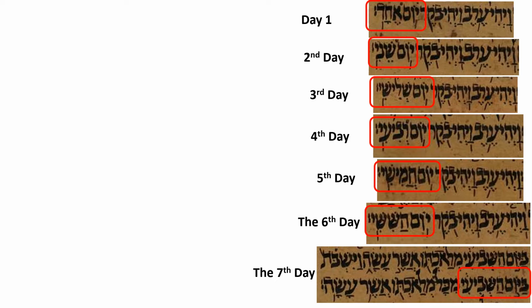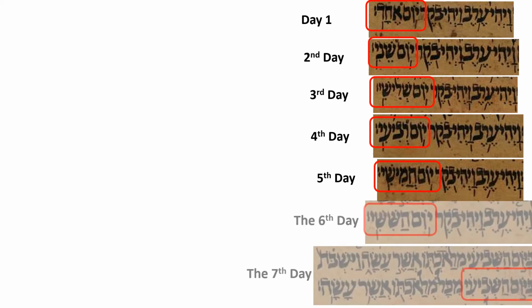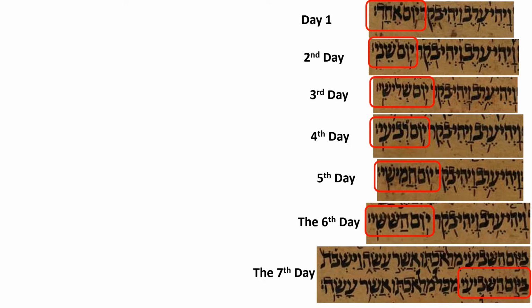But then when it gets to the other days, like Yom Sheni, a translation from Hebrew to English would be second day. The next one would be Yom Shlishi, third day. The next one would be Yom Revi'i, the fourth day. The next one would be Yom Chamishi, the fifth day. And then the last two are Yom Hashishi, meaning the sixth day, and Yom Hashvi'i, the seventh day.